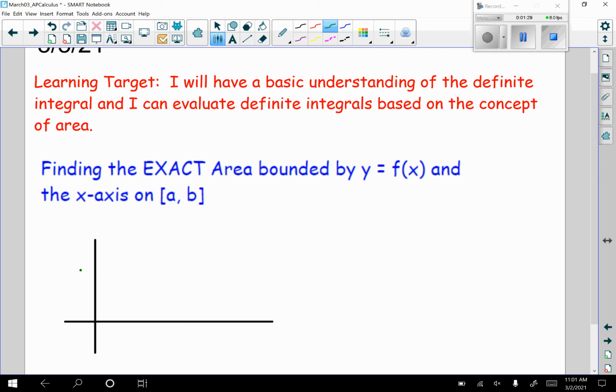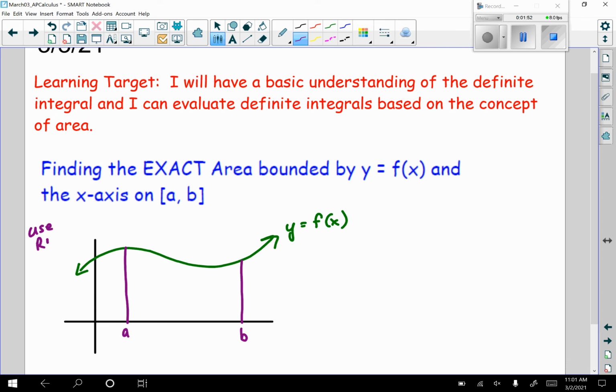So again, I just want to make a sketch. We make it look like this. Call it y equals f of x again. And I want to show this from x equals a, which we'll kind of mark right here, to x equals b, which will be over here. And we're going to draw on some rectangles, but I want to use the right rectangular approximation method here.